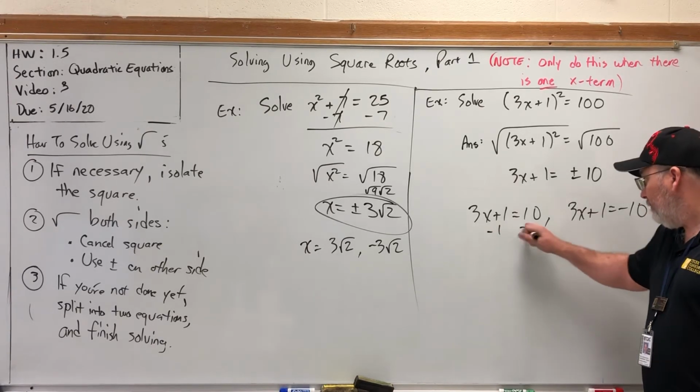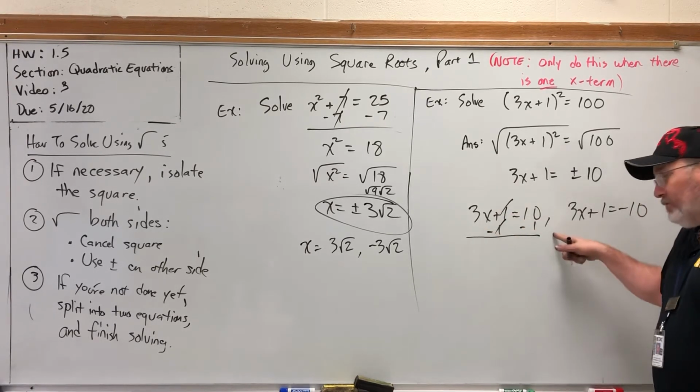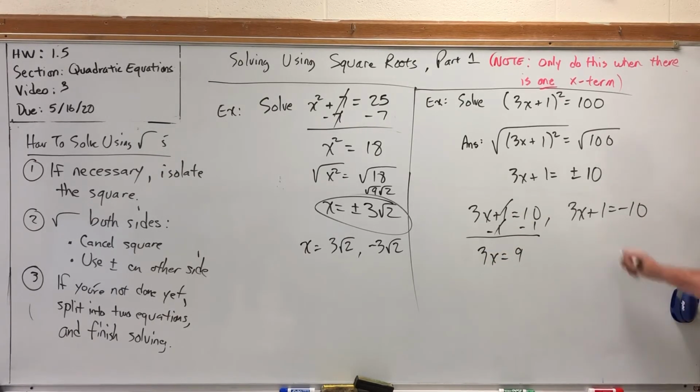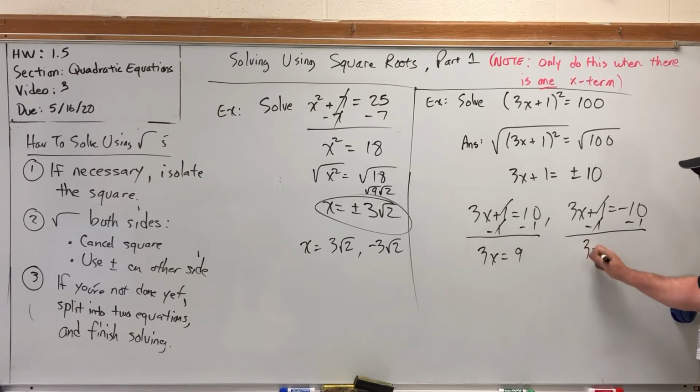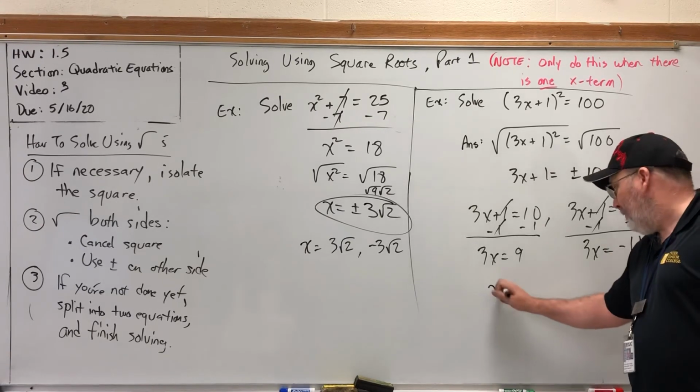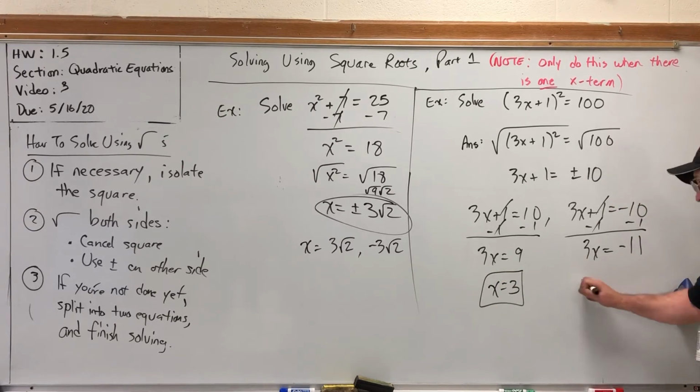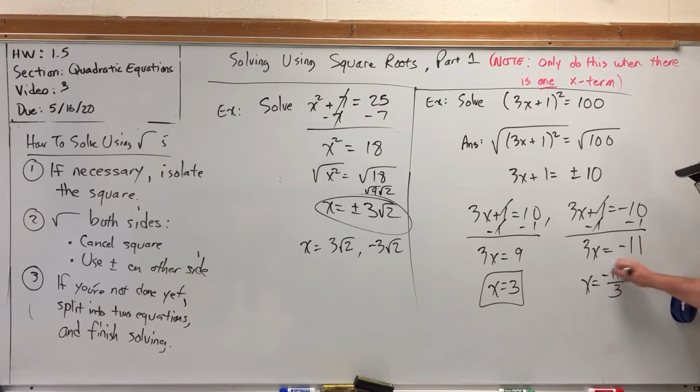Starting with the first move. I subtract 1 from both sides of the first equation, I get 3x equals 9. But if I subtract 1 from both sides of the second equation, I get 3x equals negative 11. So now the two 10s look totally different. Divide by 3 here, I get one solution of 3. But if I try to divide by 3 here, negative 11 won't divide by 3. So I can just write negative 11 over 3.